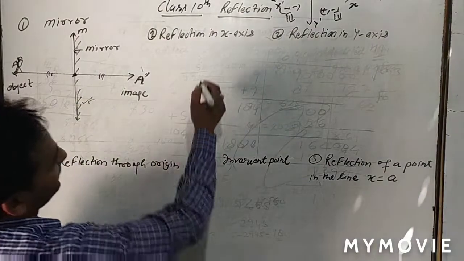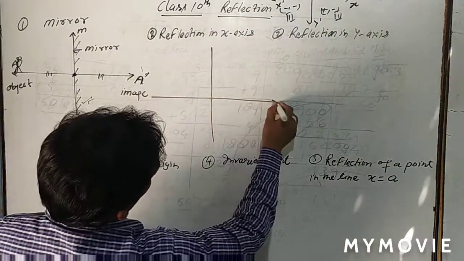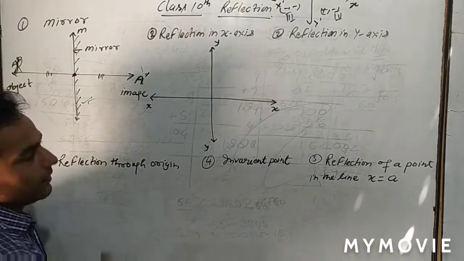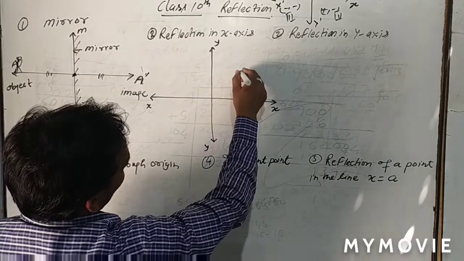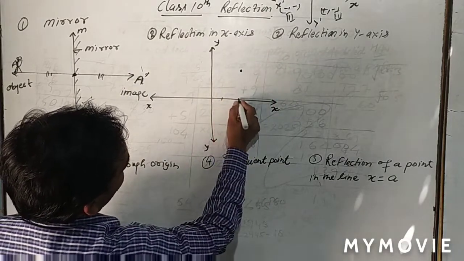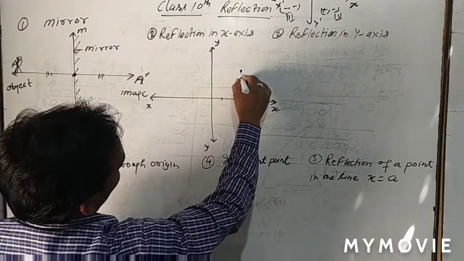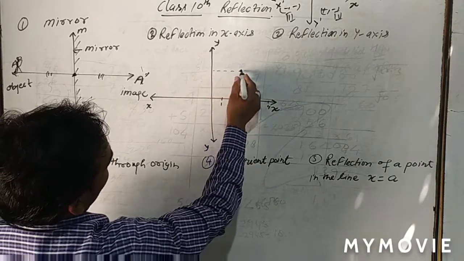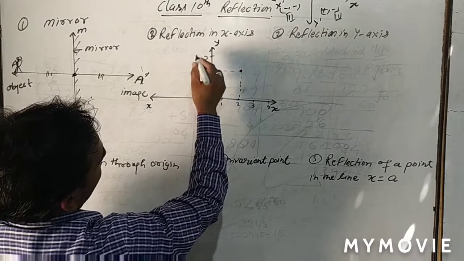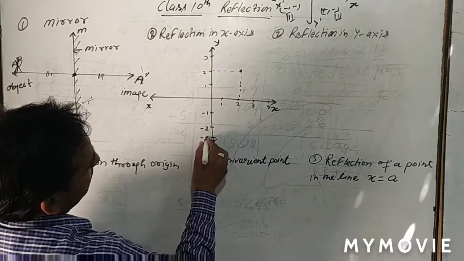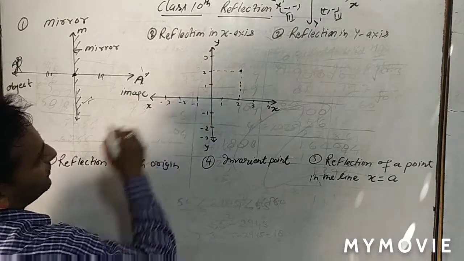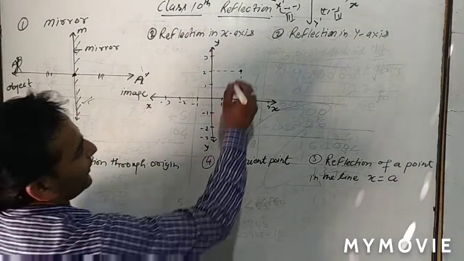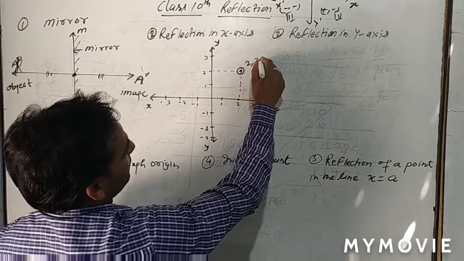Reflection in x-axis means if we have x-axis and y-axis, and let us assume we have a point here, 1, 2, 3, 4, and here 1, 2, 3, minus 1, minus 2, minus 3, minus 1, minus 2, minus 3. Now, the first topic I have written is reflection in the x-axis. So let us take a point, and this point I have taken is 2, 2.